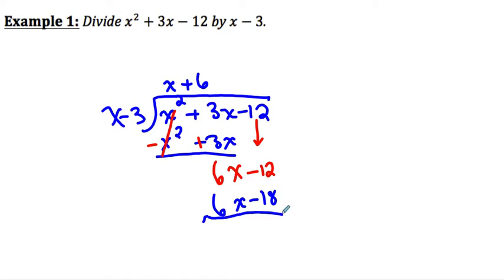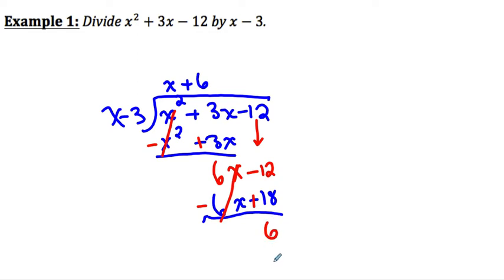Draw your line here and flip our signs. So negative 6x. Now flip this sign, positive 18. Again, your first terms here should cancel. 6x minus 6x is 0, so they're gone. Then we got a minus 12 plus 18 gives us a positive 6.